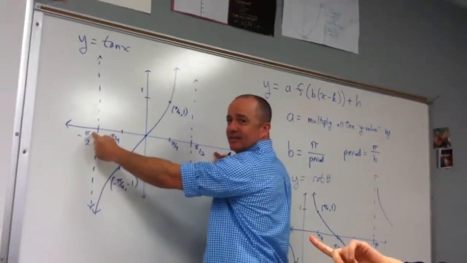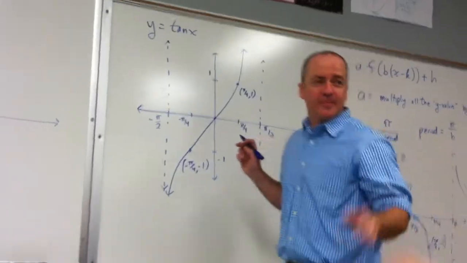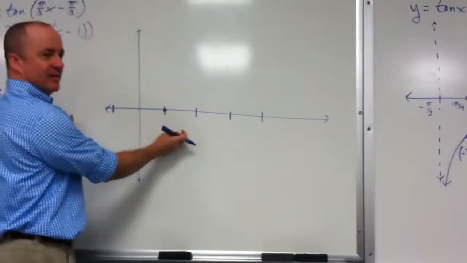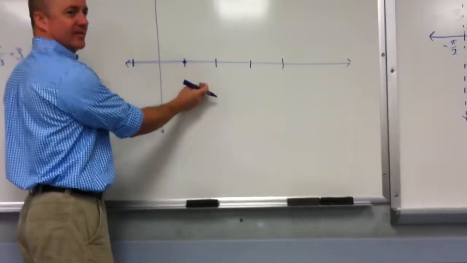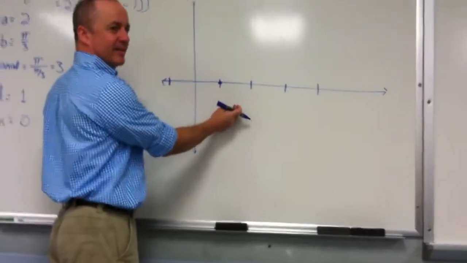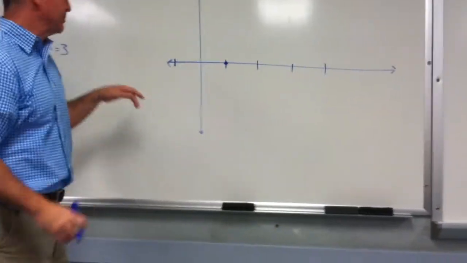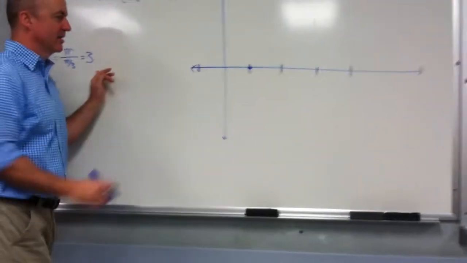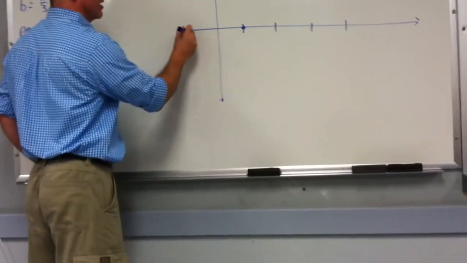So what would that be? Trying to figure out how this period of 3 changes things. Oh, so would that be 1.5?